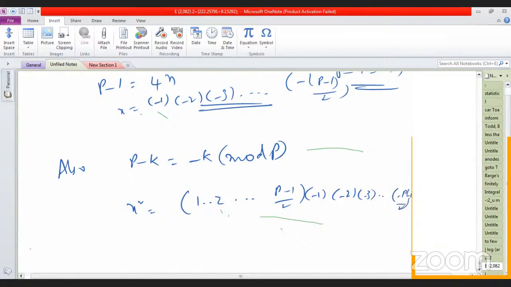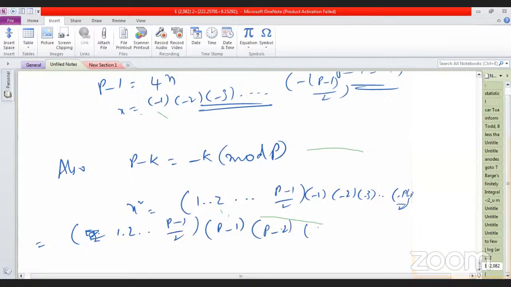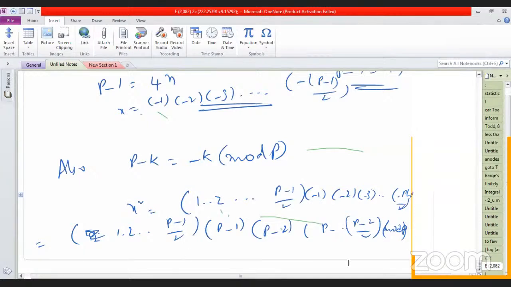So therefore, 1, 2 and so on, P minus 1 by 2. And this is the minus 1, minus 2. I'm writing this as P minus 1, P minus 2 and so on, P minus 2 by 2. We can write it or not, from the above, as per mod P value? Yes, sir. Minus 1, minus 2, minus 3 means P minus 1, P minus 2, minus P minus 1 means P minus P by 2. We can write it or not?